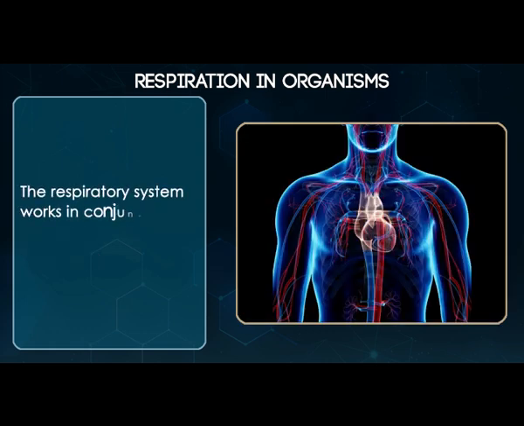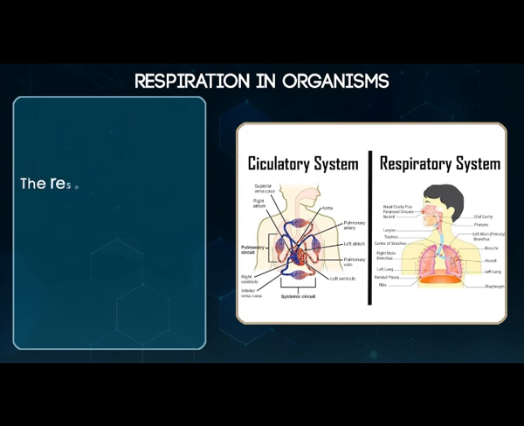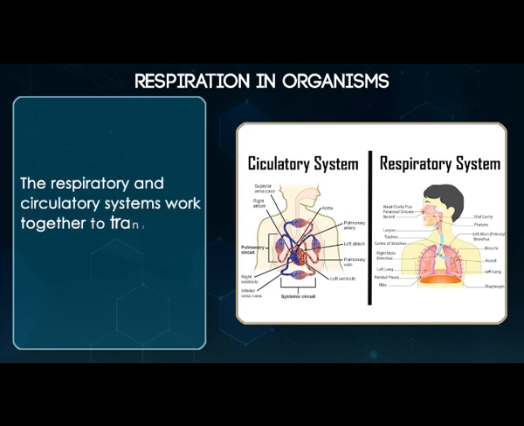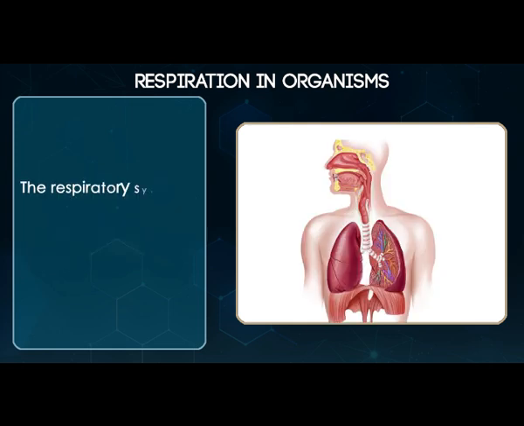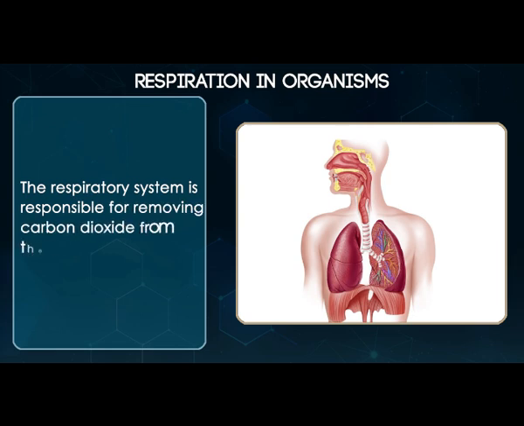The respiratory system works in conjunction with the circulatory system. The respiratory and circulatory systems work together to transport oxygen and nutrients to the body's cells. The respiratory system is responsible for removing carbon dioxide from the body.